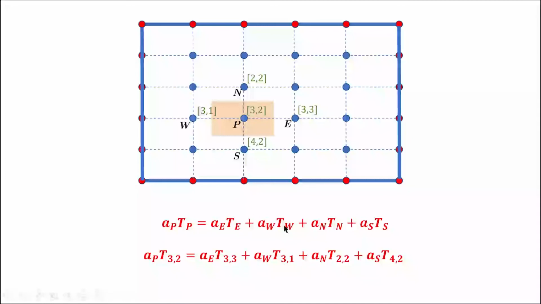So what I have done here, I have just replaced the temperature by their corresponding indexed values. So in this way, if I want to obtain the temperature at the point P, or rather the point 3 comma 2, I can make use of its neighboring temperatures and thus obtain that particular value. So you can imagine that we would be doing this particular procedure for all the grid points.